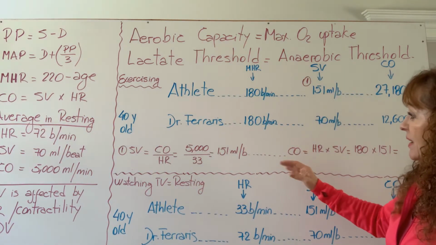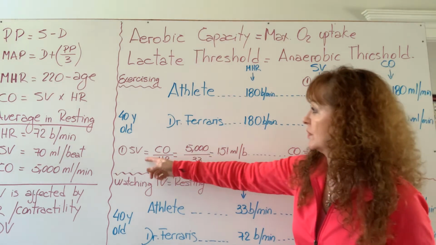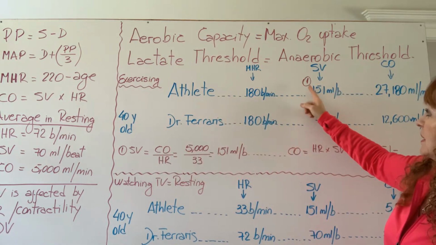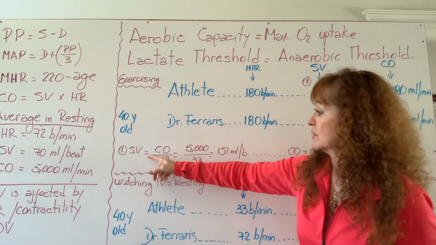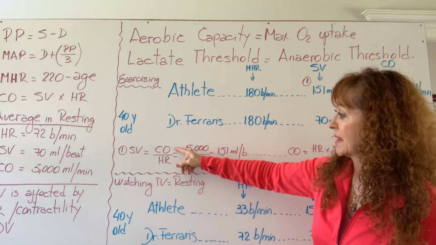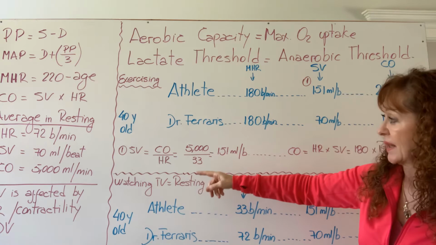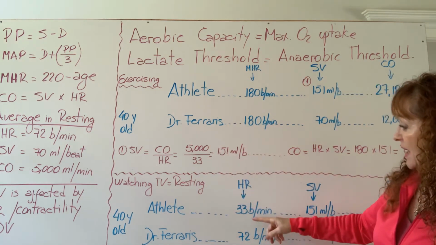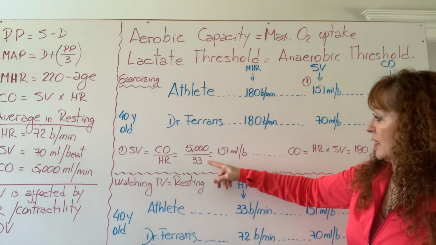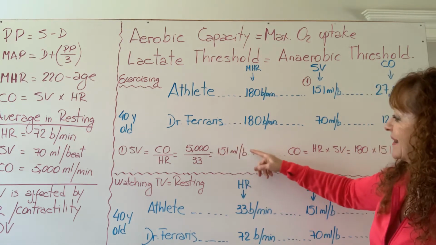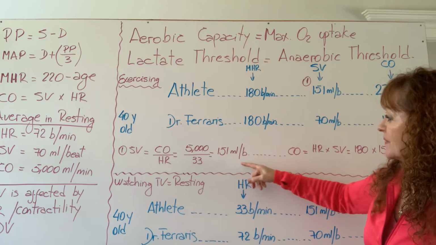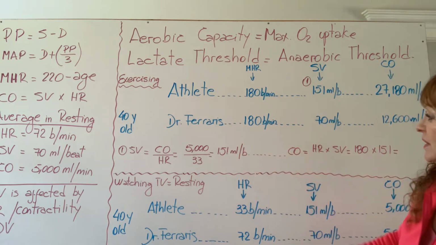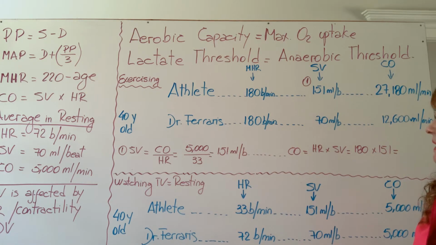And this is the scenario for the stroke volume for the athlete. The stroke volume is calculated by cardiac output divided by the heart rate. And the cardiac output average is 5,000 and the heart rate is 33. So the stroke volume for this athlete exercising is 151 milliliters per beat. And it's exactly the same one over here.